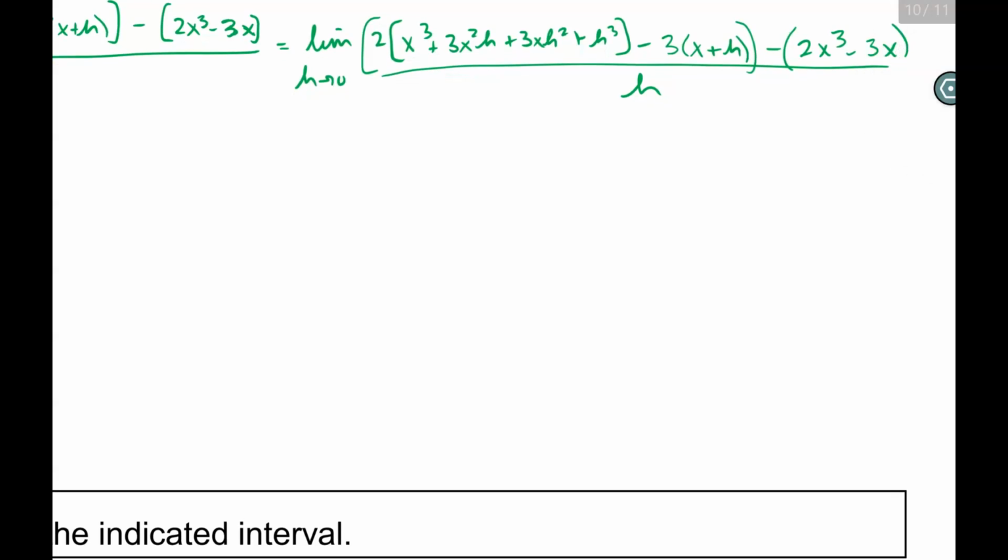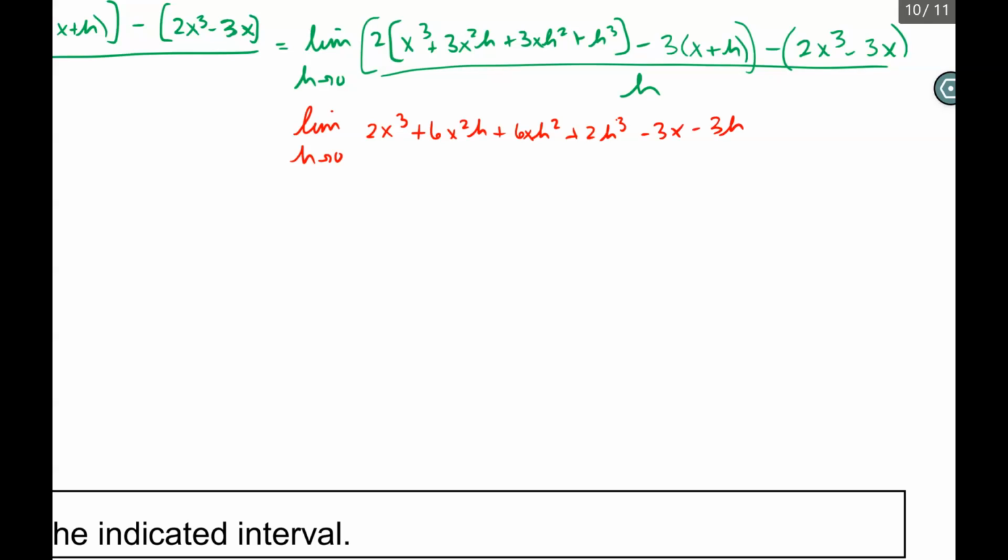So I'm going to distribute the 2. So the limit as h approaches 0 of 2x cubed plus 6x squared h plus 6x h squared plus 2h cubed minus 3x minus 3h minus 2x cubed plus 3x all over h. Alright, let's see if anything cancels. So I have a minus 3x plus 3x, 2x cubed minus 2x cubed, and can I simplify? No, nothing else will combine.